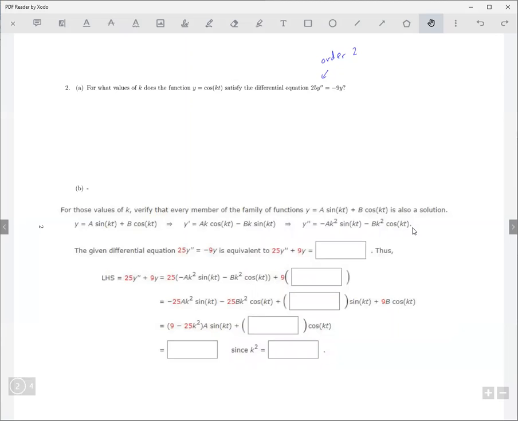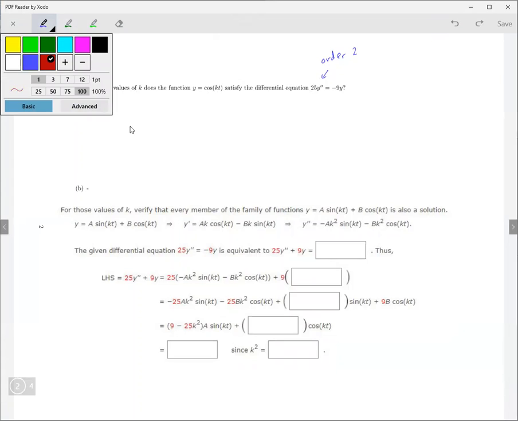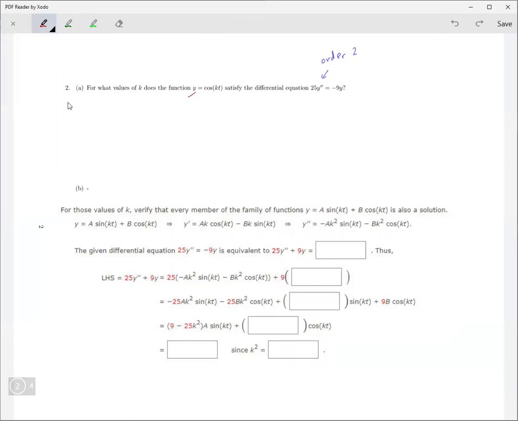Number 2. Part A was, for what values of k does this function satisfy the differential equation? In order to do that, what you need to do is take this and start taking derivatives. So take the first derivative. That's going to be negative sine of kt, but then times the derivative inside, which is just k. And then take another derivative, the second derivative, and the derivative of sine is cosine. So you have another k coming out, so it's negative k squared cosine kt.